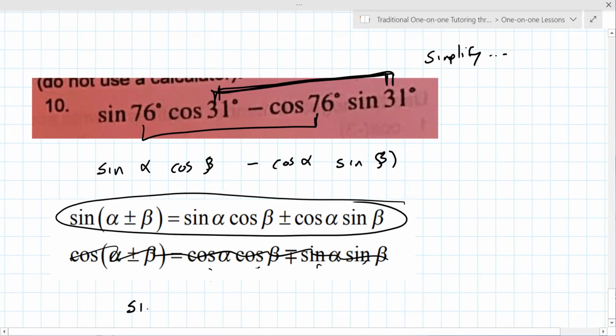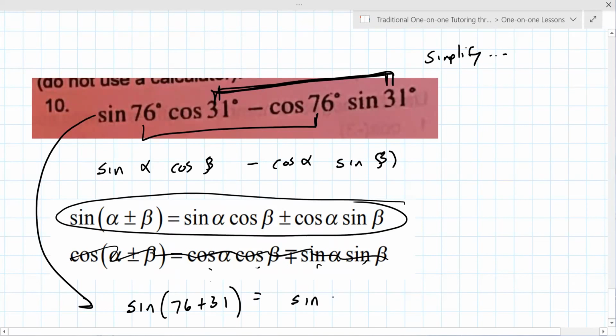And then because it's minus here, there's a minus that goes with the bottom one there. So this becomes sine of 76 plus 31. The end result is really easy and straightforward, but getting there is a little bit harder. So this is sine of 107 degrees.